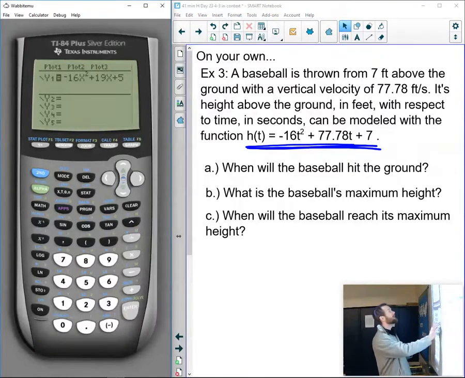I'm just going to go to y equals, clear this out, and enter my new function. It's negative 16x squared plus 77.78x plus 7. I'm just going to double check I typed that correctly.